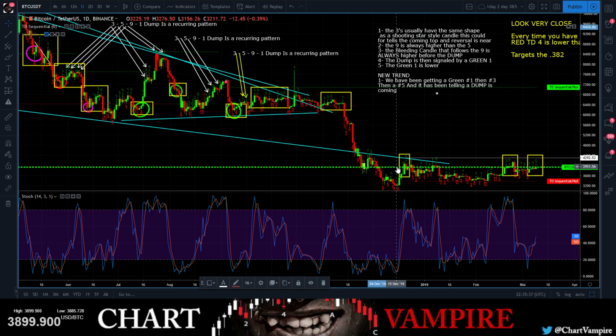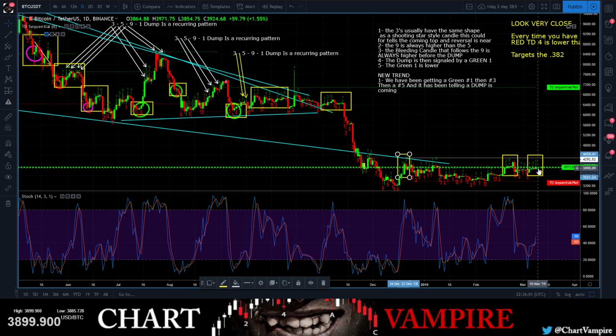So the new trend is we get a 1, a green 1, green 3, green 5, right? You get the 1, 3, 5, and then it tells that a dump is coming soon, right? So 1, 3, 5, this did run 6, 7, 8, dumped. Actually, that one is 7, 6, 7, dumped. And then here you had 1, 2, 3, 4, 5, 6, and then dumped. We now are on a 5.